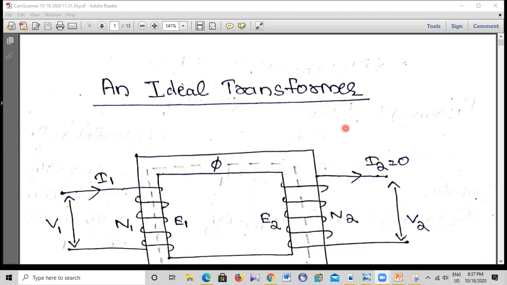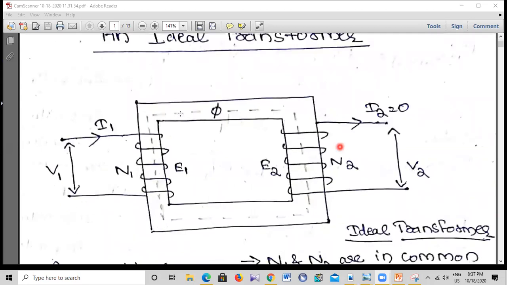So we will consider a transformer core. You know that this is the transformer core and this is the winding. We have N1 number of turns in the primary and N2 number of turns in the secondary. E1 is the induced EMF in the primary, and E2 is the mutually induced EMF in the secondary. V1 is the supply voltage and V2 is the voltage across the load. But here there is no load, so the I2 current will be 0.